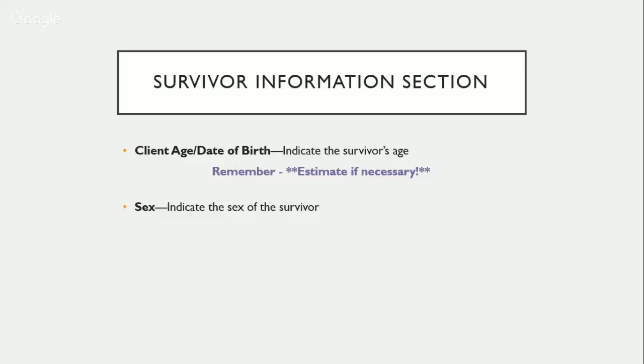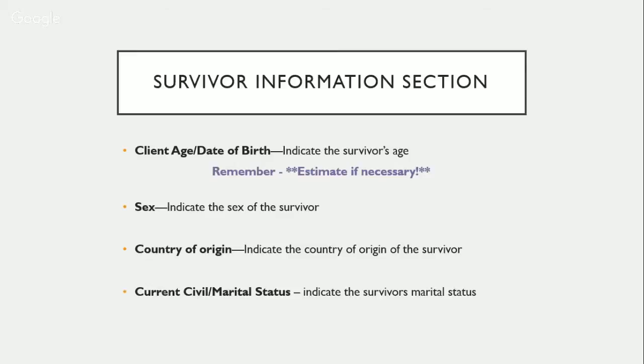The next box is to indicate the sex of the survivor, and then the country of origin. Here, this should be locally customized to your setting. What are the top 5 or 6 most common countries of origin of survivors you're serving? And then we have the current civil or marital status: single, married or cohabitating, living together, divorced or separated, or widowed.